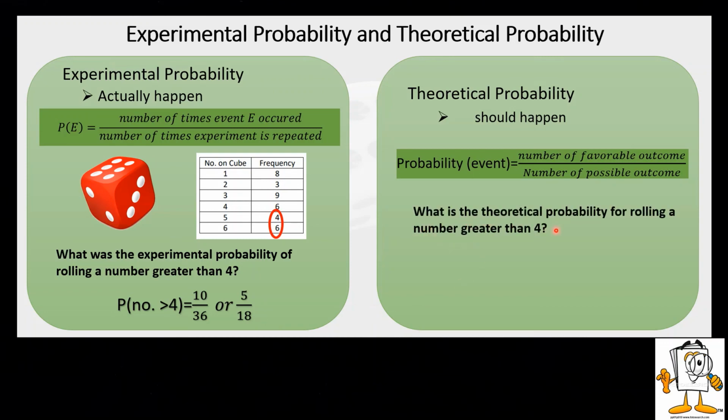Now, let us see on theoretical probability. What is the theoretical probability of rolling a number greater than 4? So, sa faces ng die, meron tayong 5 and 6. So, dalawa ang number greater than 4. So, therefore, the probability of getting a number greater than 4 is 2 over 6, or that is equivalent to 1/3.